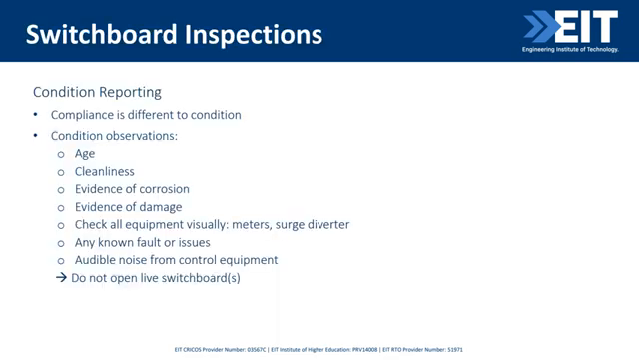So when we're inspecting a switchboard, you might be looking at an existing switchboard and maybe you want to get a feel for its condition. So compliance is different to condition. If we're looking at condition, we're talking about how old it looks, if it's clean or dirty. Maybe there's evidence of corrosion from the environment or damage, it's been knocked or chipped. You could check all the equipment visually works. So your meter, your surge diverter is healthy. You could ask those who use it if there's any fault or issues known with the board. Maybe it's making a buzzing noise.